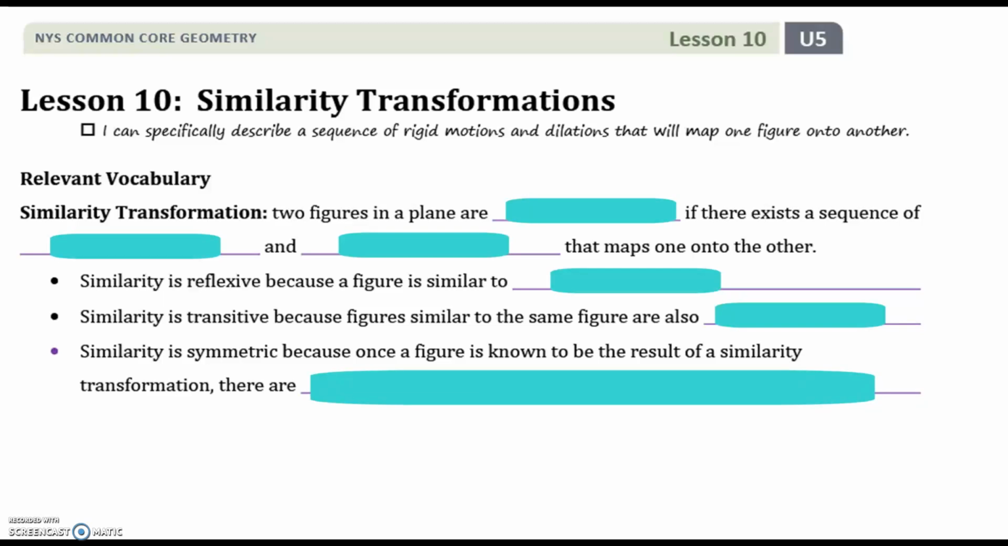Hi everyone, it's Mrs. Griffin with the Unit 5 Lesson 10 video where we're going to talk about similarity transformations. And we're going to be describing how we can use rigid motions and dilations to map one figure onto another.